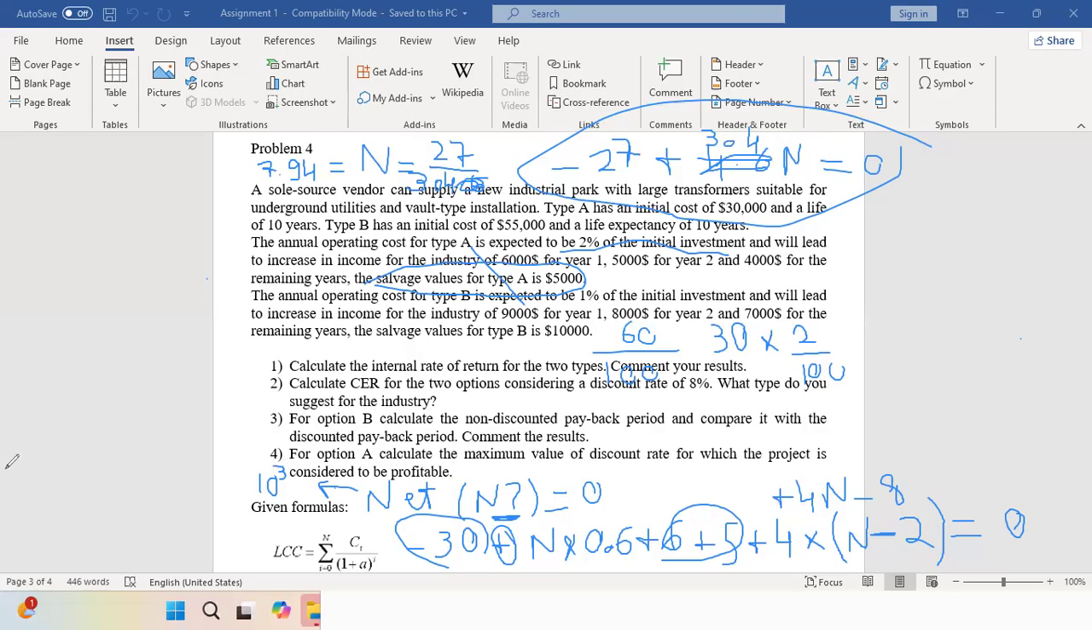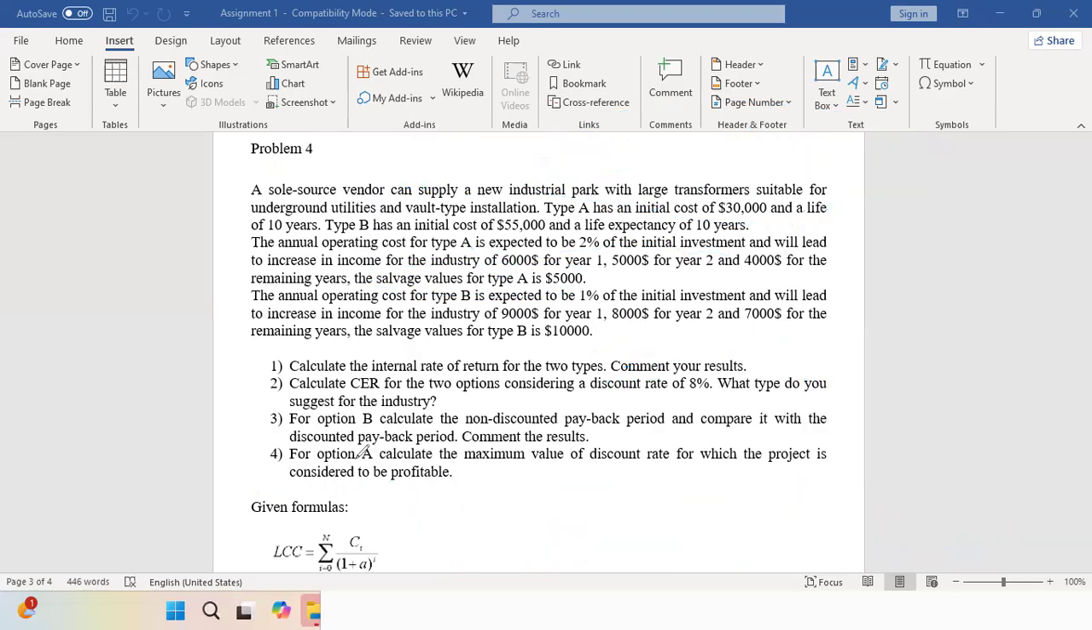If we take B now as the option, and we want to calculate the non-discounted payback period, we use a similar method. We'll divide by 1,000 first to simplify calculations, so the value I obtain should be multiplied by 1,000. For project B, the initial cost is $55,000. So in my equation, I put first minus 55, and the result is times 10 to the power 3.